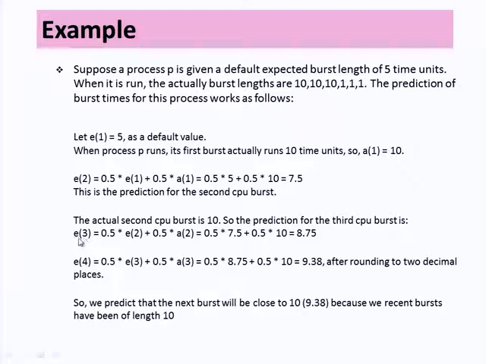And then if we go for the other one, it was 10 again, right? In this case, we say that the expectation of E3 equals 0.5 multiplied by the expectation of E2 plus 0.5 multiplied by the actual of E2. The expectation of E2 was 7.5 and the actual was 10, so we are very near to 10. That's 8.75, okay? And then we execute the other one, which is E4.